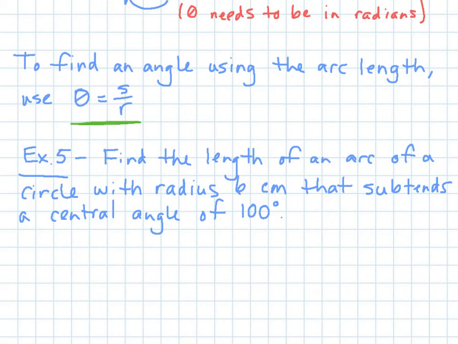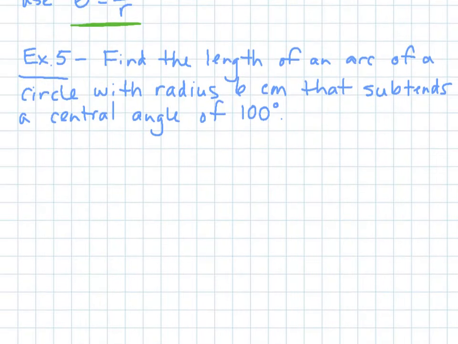Example 5 says find the length of an arc of a circle with radius 6 centimeters that subtends a central angle of 100 degrees. So there's 100 degrees, our radius is 6, and we want to find S. Like I said before, we need to change degrees to radians before we can move on.